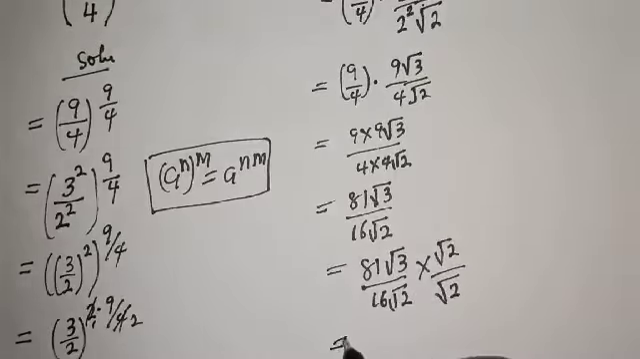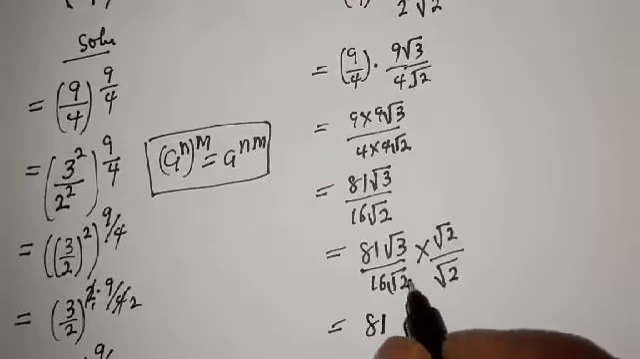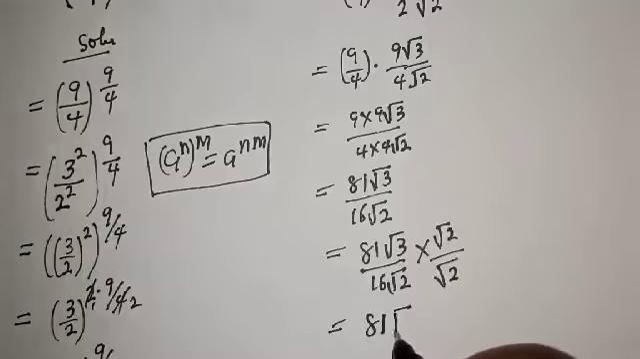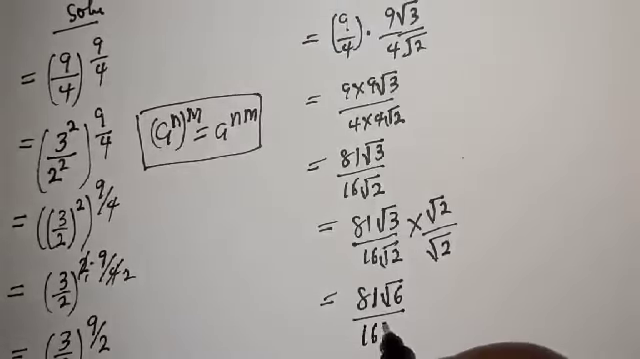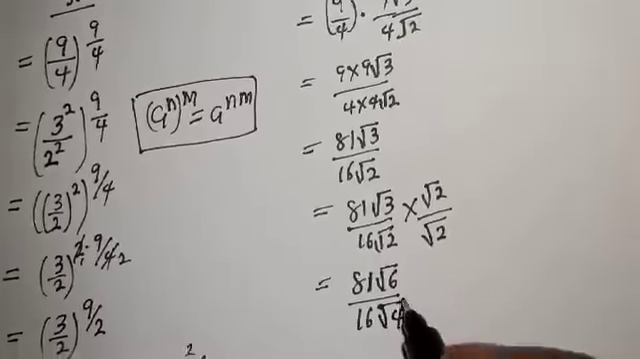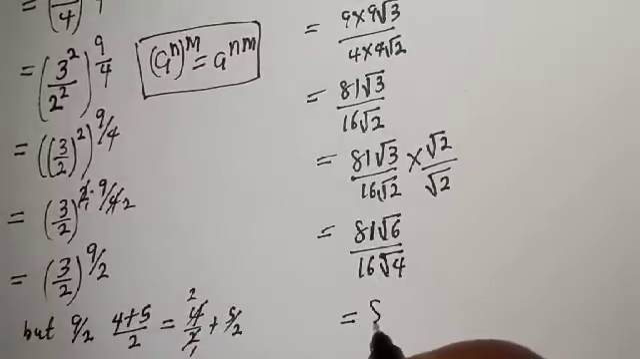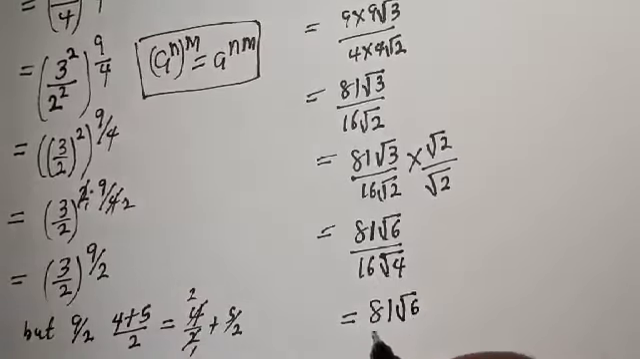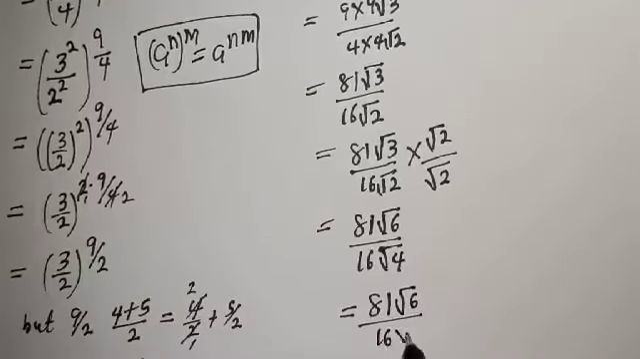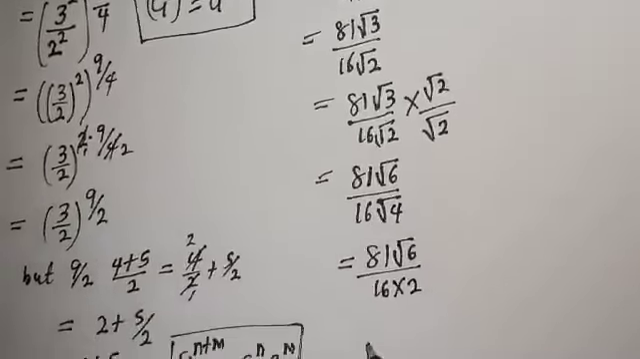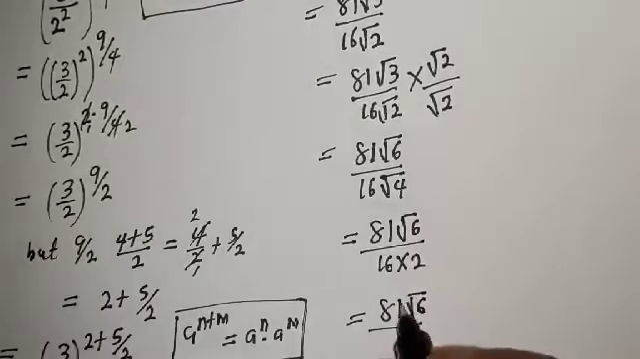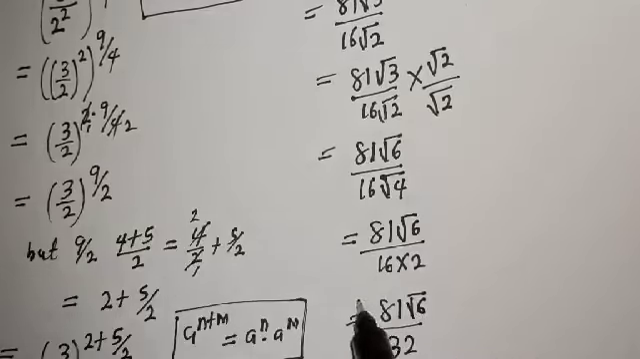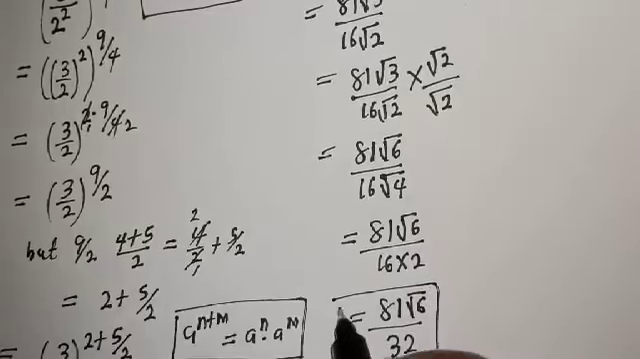So this is equal to 81 root 3 times root 2, root 6, over 16 root 2 times root 2, that is root 4. Then this is equal to 81 root 6 over 16 multiplied by the square root of 4, which is 2. So this is equal to 81 root 6 over 16 times 2, 32. And this is the final answer.